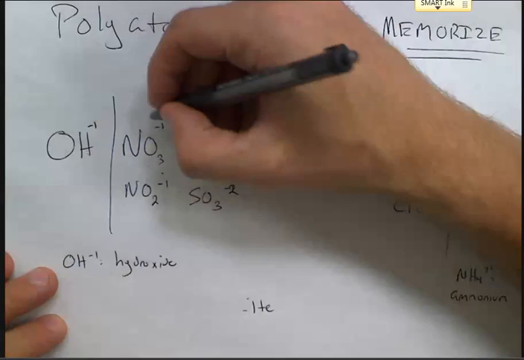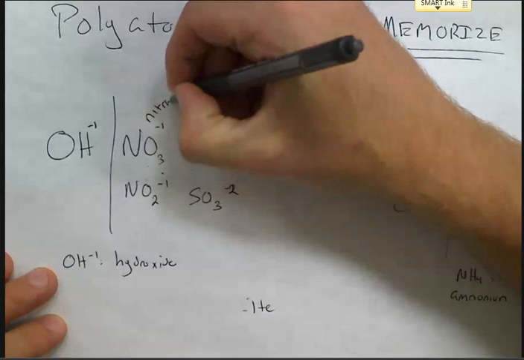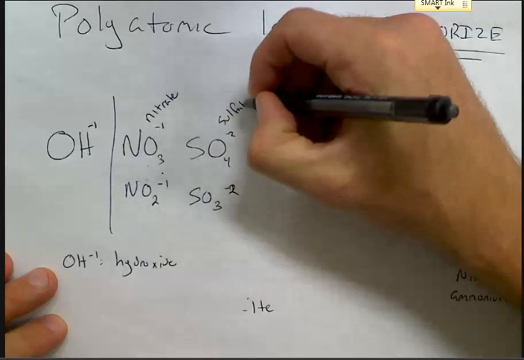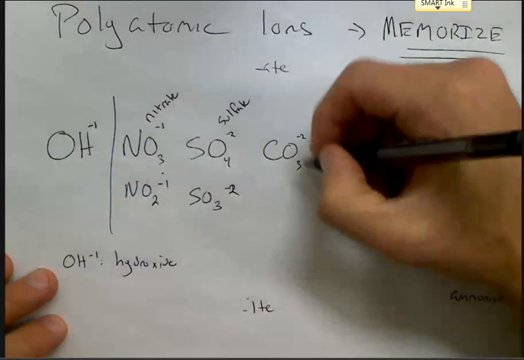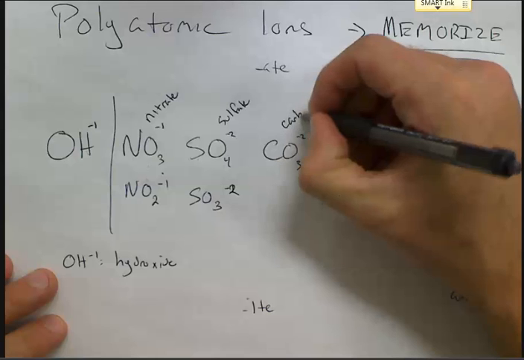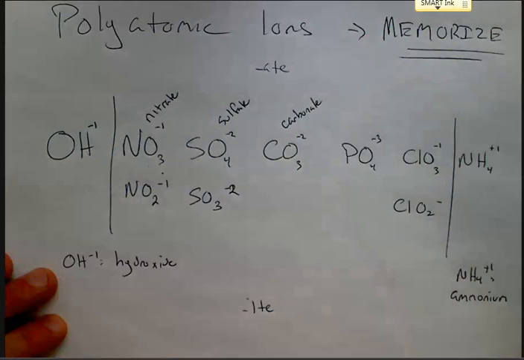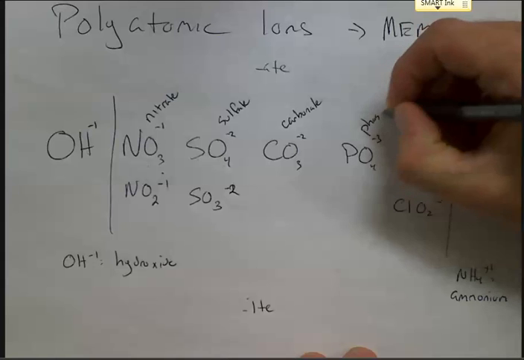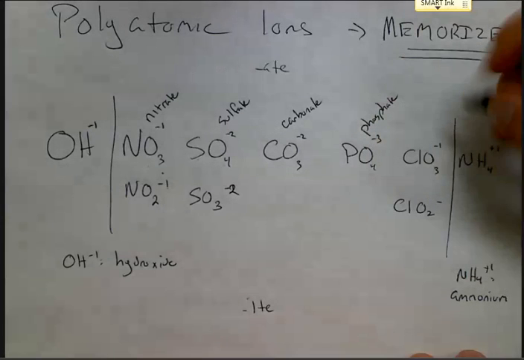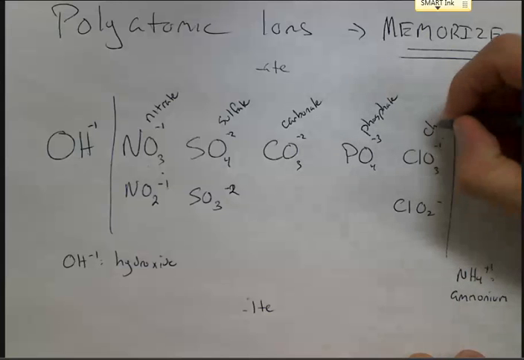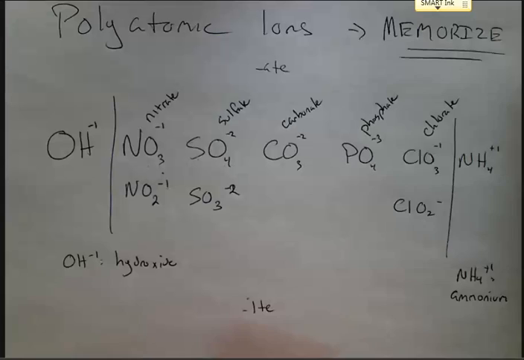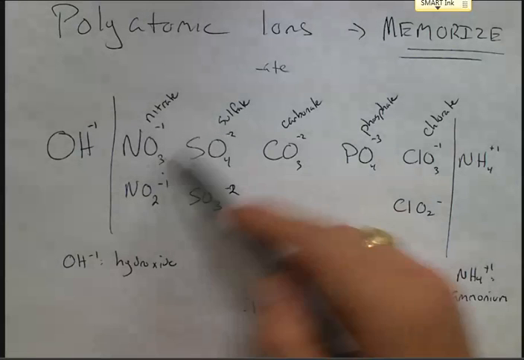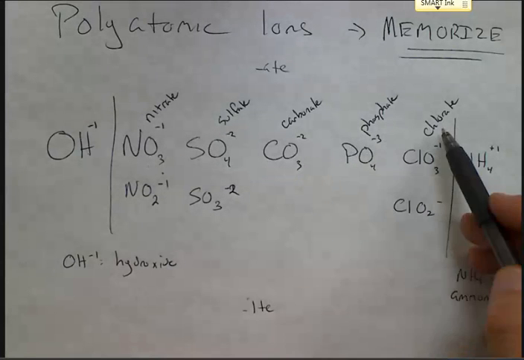NO3 with a -1 is nitrate. SO4 with a -2 is sulfate. CO3 with a -2 is carbonate. Doesn't really follow the pattern too well, but close enough. Phosphorus and 4 oxygens with a -3 is phosphate. And finally, we have ClO3 with a -1. That is chlorate. OH is hydroxide. NH4 +1 is ammonium. Those are the weird ones. We've got nitrate, sulfate, carbonate, phosphate, chlorate.